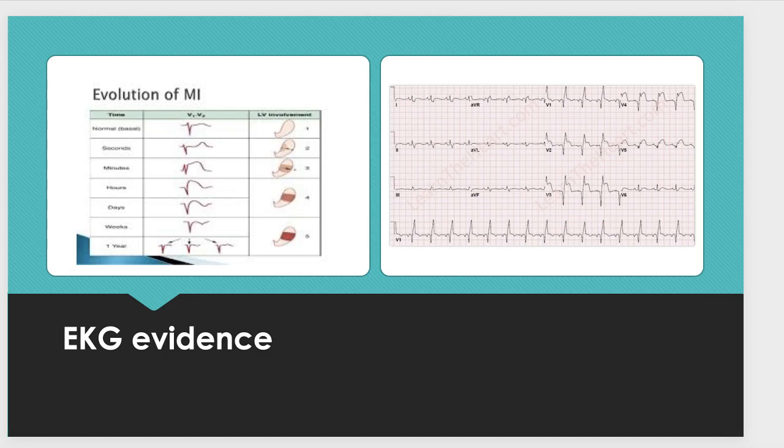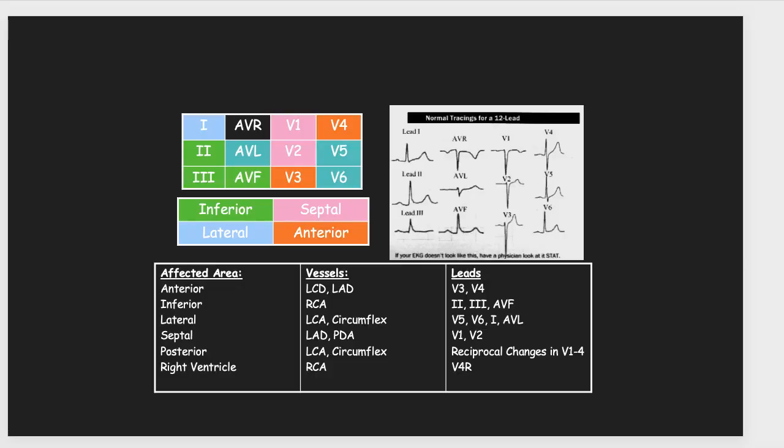There's obviously, we diagnose STEMIs and non-STEMIs by EKG. You'll see the evolution of an MI occurring on EKG. Dependent on where the ST elevation is on the EKG helps determine exactly which coronary artery could be involved. If you're planning on working in cardiology, this slide is very important for you to memorize.